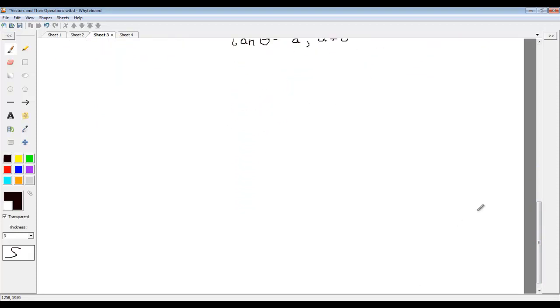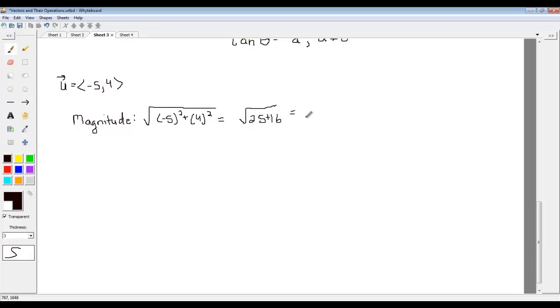All right, let's say we have a position vector u, and we are given ⟨-5, 4⟩, and we want to find the magnitude and direction. Well, for the magnitude, just do the square root of -5 squared plus 4 squared. So we get the square root of 25 plus 16, which is the square root of 41. And there's our magnitude.